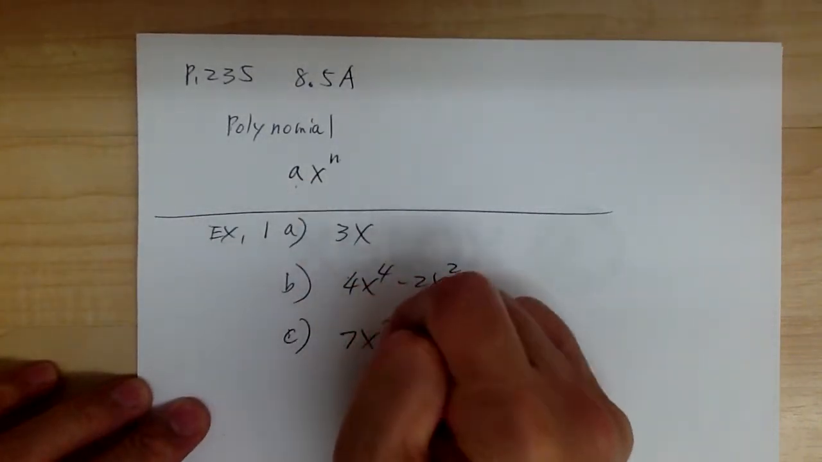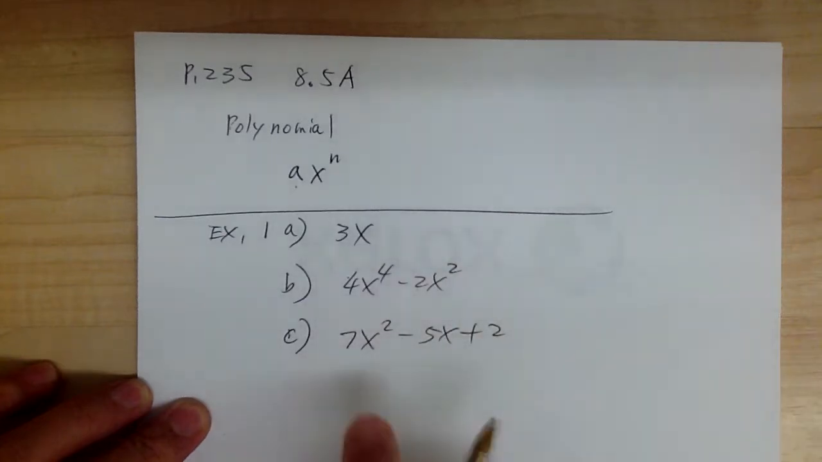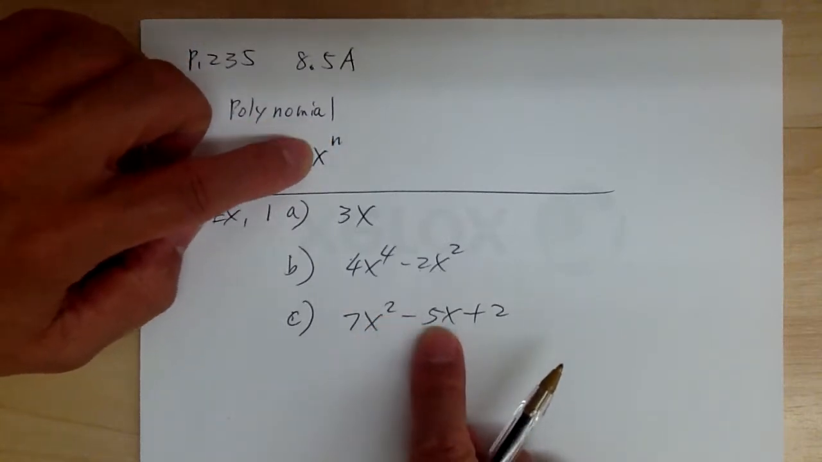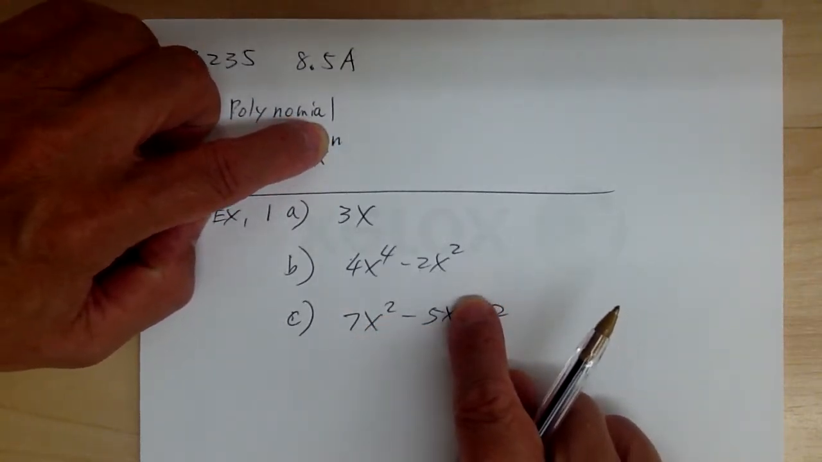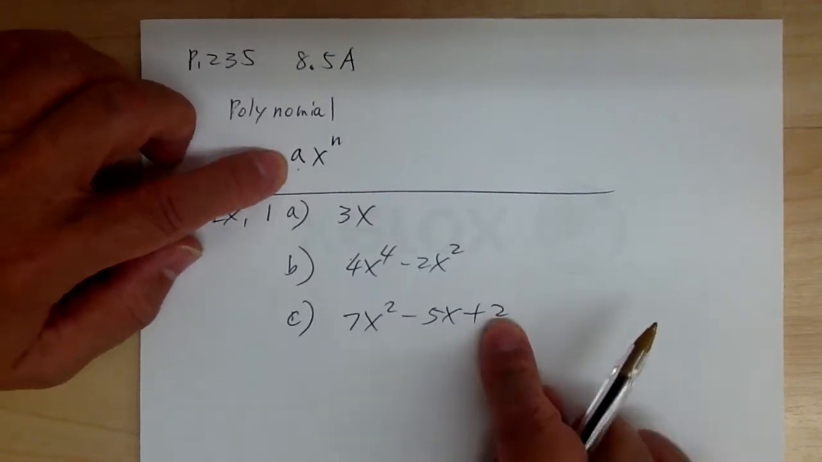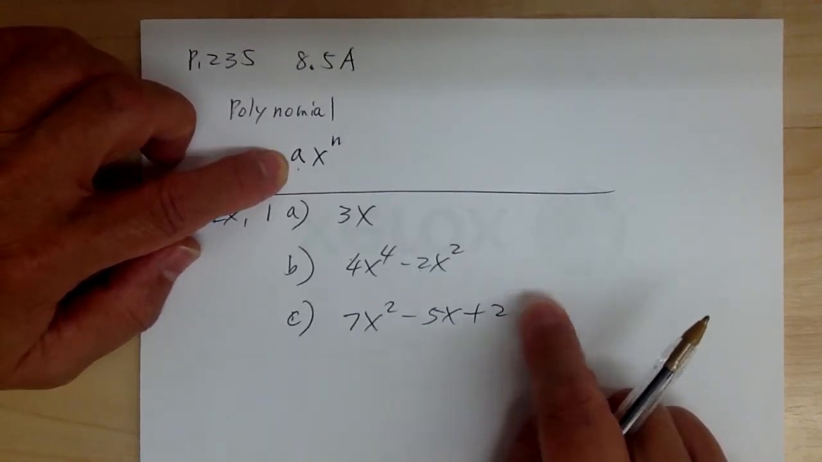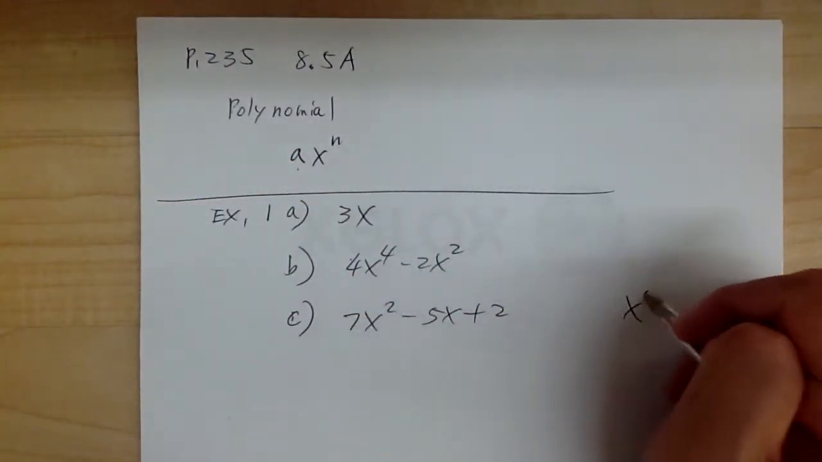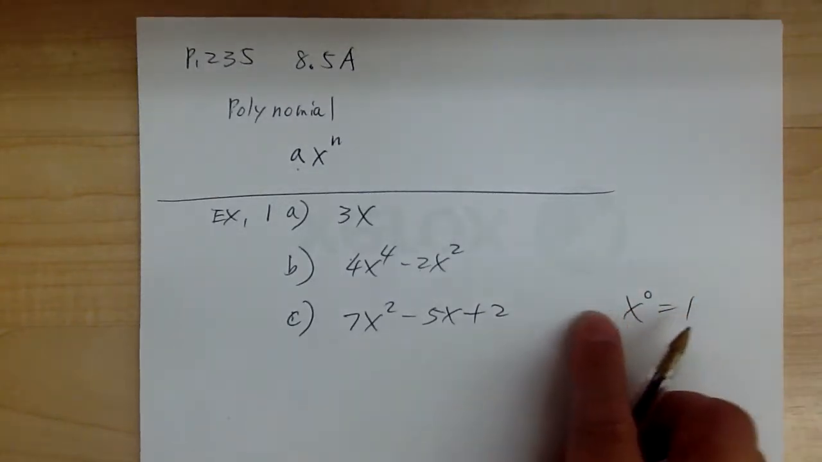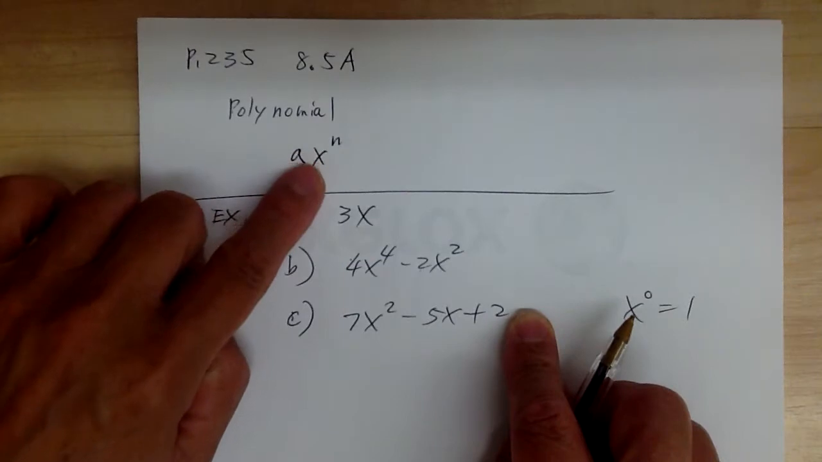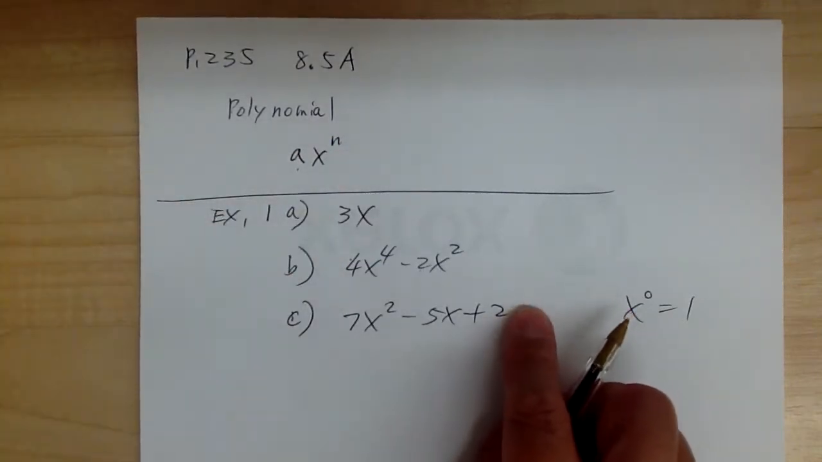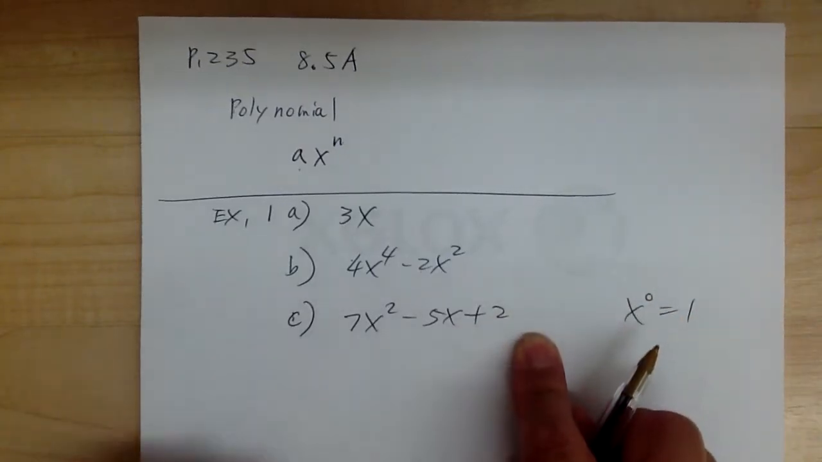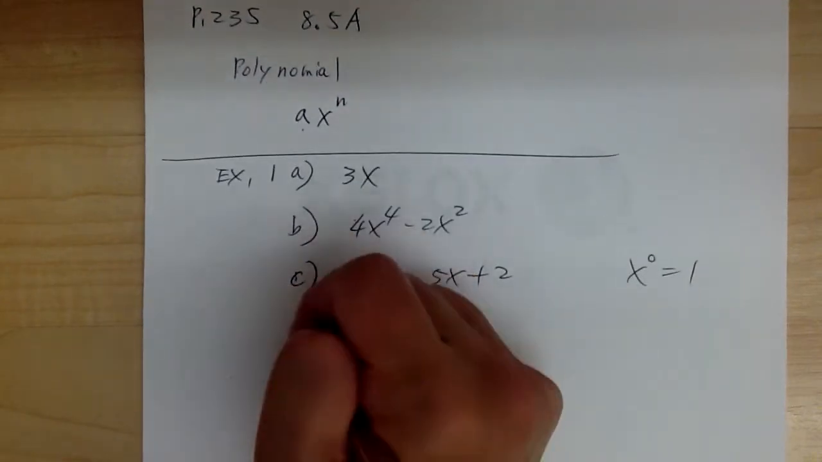So c, you got 7x squared minus 5x plus 2. So you can look up here. This is the a, the x, the n, right? Now there's no number. No number means it's 1. Now over here, this is a polynomial because that's the a. And over here, when you don't see anything, that means it's x to the 0 power. So this is 2 power, 1 power, 0 power. So x to the 0 power equals 1, right? So even when you don't see a variable, that means it's x to the 0 power. So this is a polynomial. It's just that it's x to the 0 power, so it's 1. So that's why you don't write it.